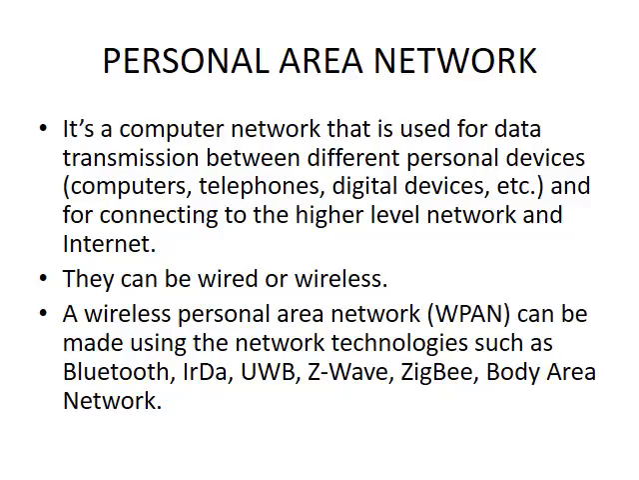A personal area network can be of two types. It can be wired or wireless. A wireless personal area network, that's a WPAN, can be made using network technologies such as Bluetooth, IrDA, UWB, Z-Wave, Zigbee, and body area network. However, we'll be dealing in detail with Zigbee.